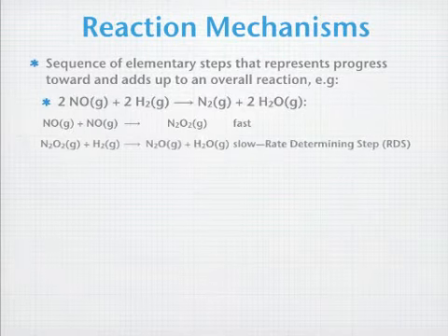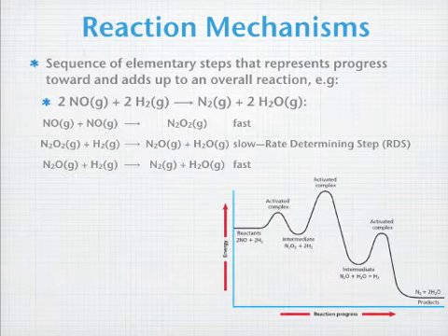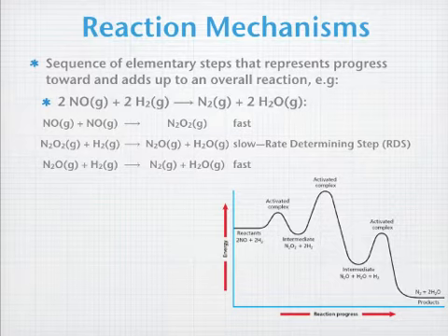A reaction mechanism is merely the sequence of elementary steps, in which an elementary step is usually two or fewer reactants coming together in a simple reaction, such as seen down below here, in which the steps represent progress towards and add up to an overall reaction.